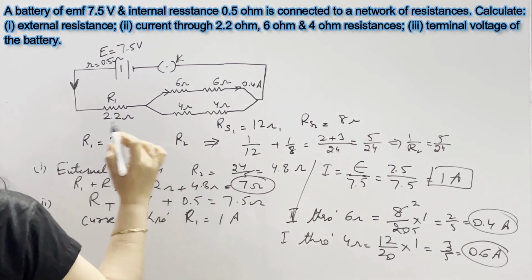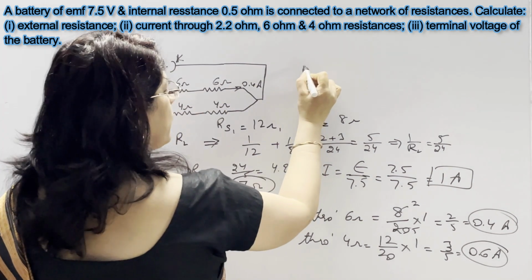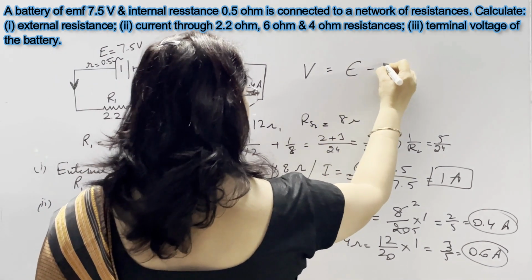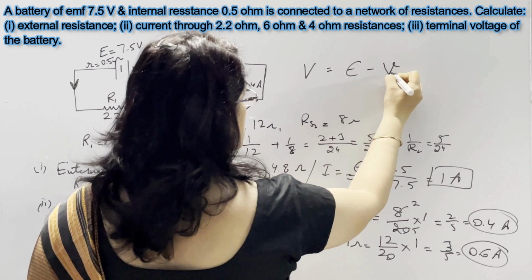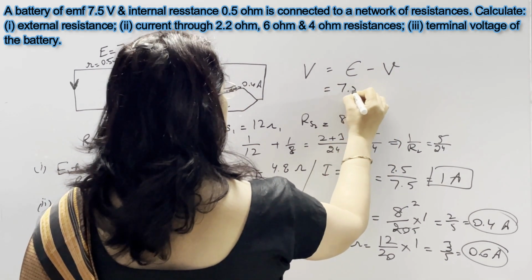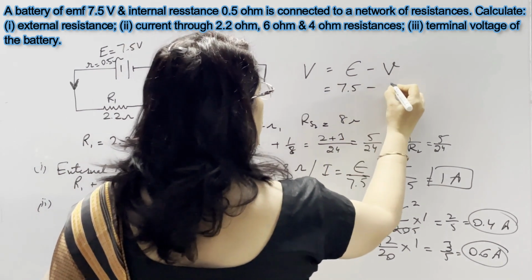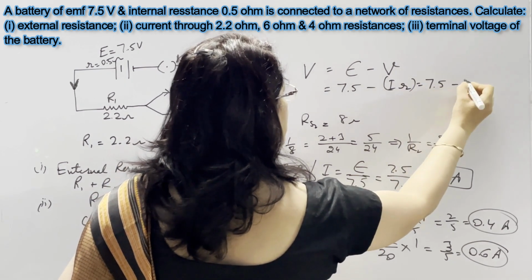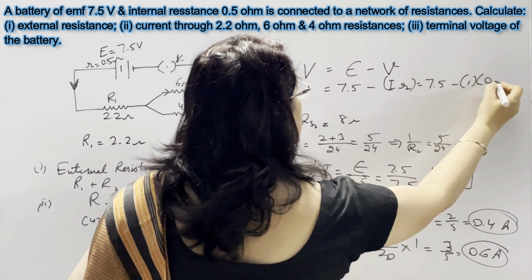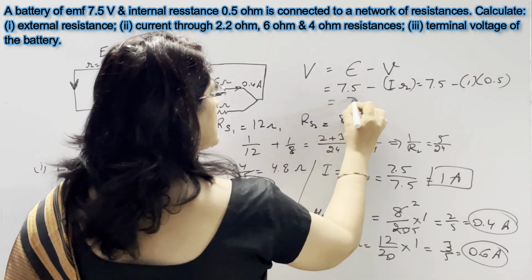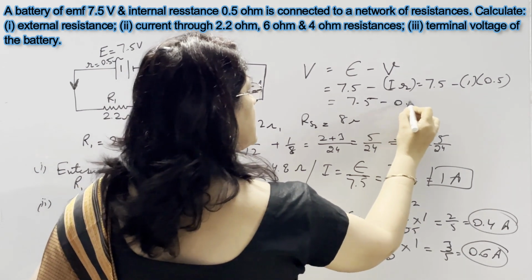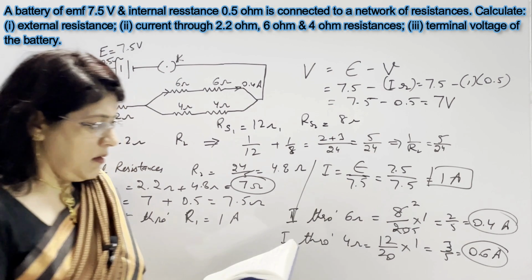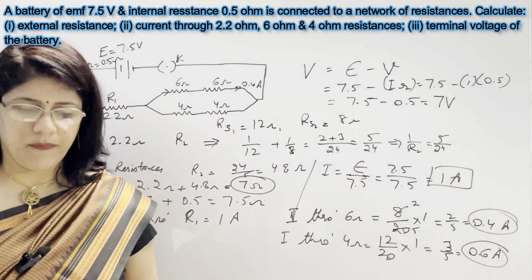Now in third part, terminal voltage. For terminal voltage, we know the formula V is equal to EMF minus small v. It means potential drop. Now given EMF is 7.5, potential drop is I and small r only. So 7.5 minus, current is 1 and internal resistance is 0.5. So 7.5 minus 0.5, it means 7. 7 volt is the terminal voltage of the battery.